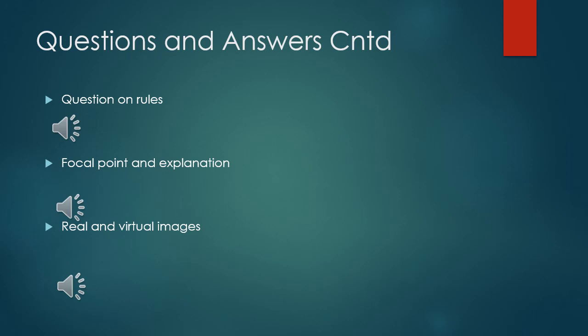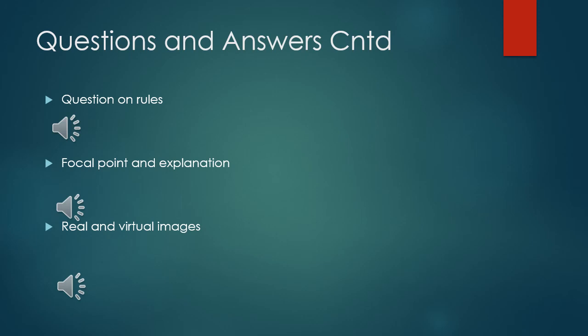In the case of a real image, if you go back and look at question 1 to 5, you will always be able to see that if it is a real image, the object and the image will be on the opposite sides of the lens. So if you have the object on the left, the image will be on the right. If you have the object on the right, the image will be on the left. They will never be on the same side.